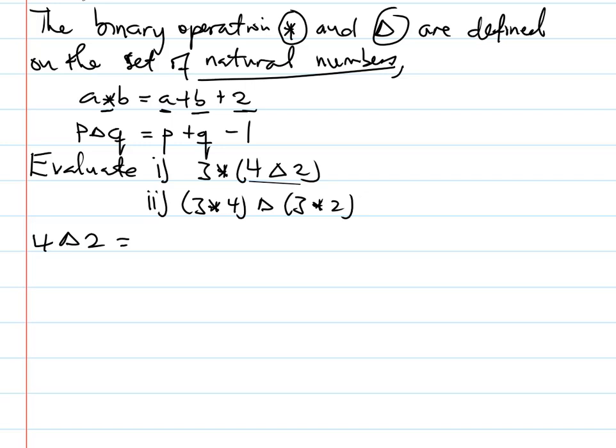Now what is the definition of delta? Delta is saying that let's add the two numbers and take 1 from it. So we have 4 plus 2 minus 1. Then 4 plus 2 will give us 6. 6 minus 1 will give us 7. Now the value of 4 delta 2 is 7.